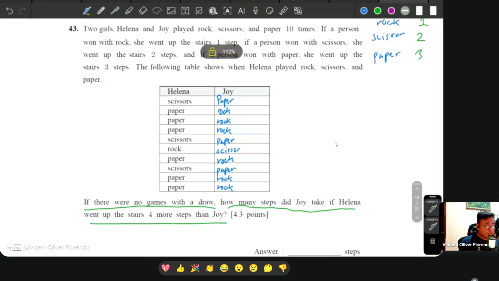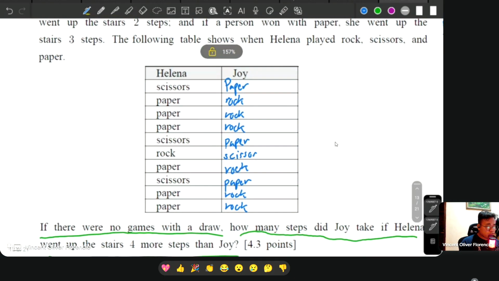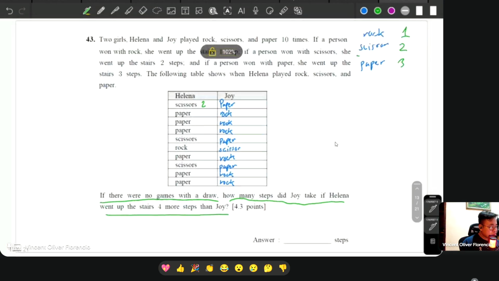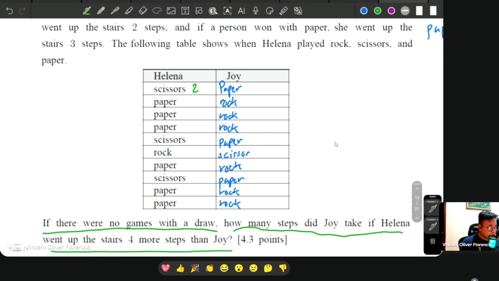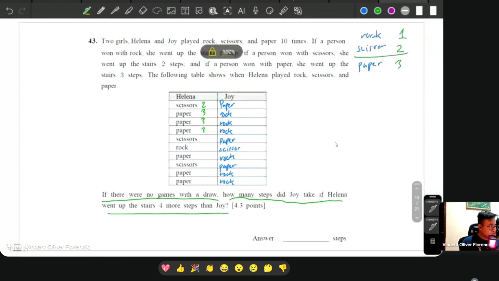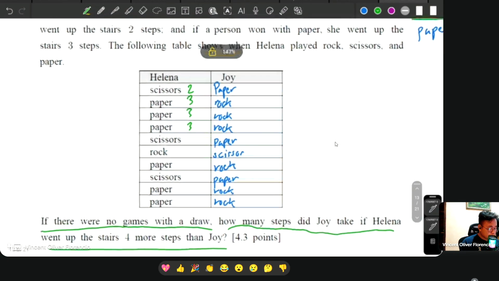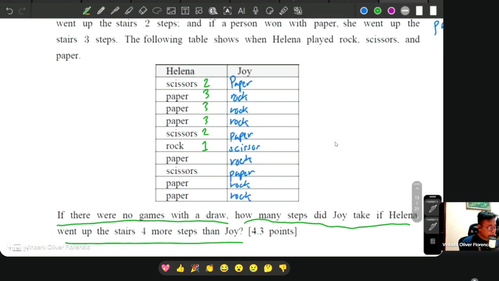Now, considering that Helena won all of them, we'll have here 2 points. Again, I'm coming from here, okay? If you've been using scissor, you have 2 points. By paper, how much do you have? 3 points, 3 points, 3 points. Okay. By scissor, you have 2 points. Rock, 1 point. Paper again, 3 points. Scissor, 2 points. Paper, 3 points. Paper, 3 points.